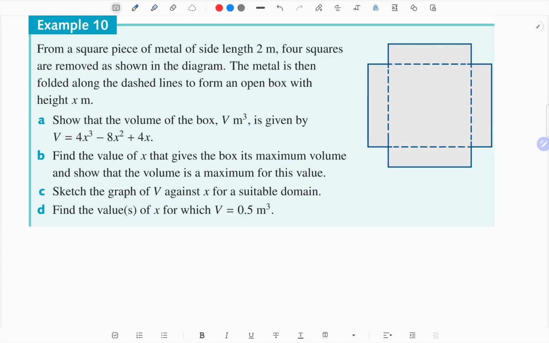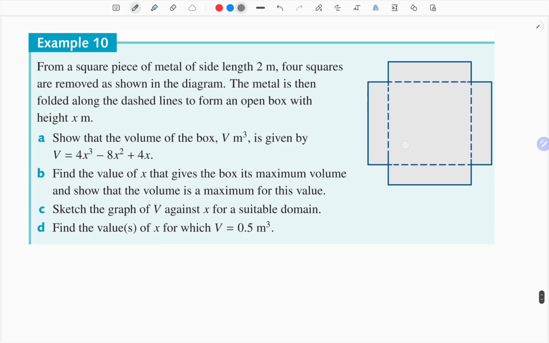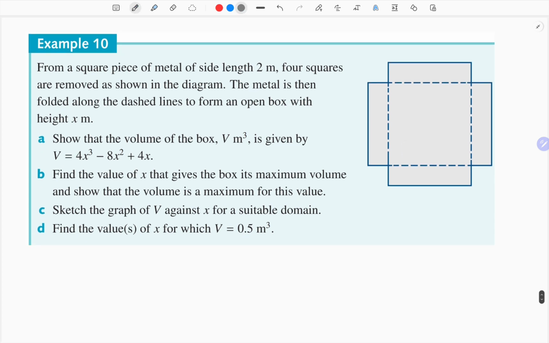From a square piece of metal of side length 2 meters. If I see that, I instantly mark it into the shape. Square piece of metal, side length 2 meters, 4 squares are removed. So what they're saying is the 2 meters goes from end to end like this. This is your 2 meters. Because they said that 4 squares are removed, I'm just going to draw that little square in. This is the square that has been removed in order to make the shape here.